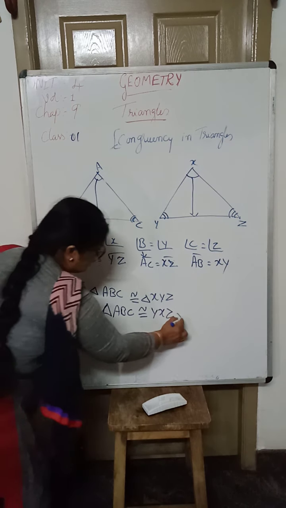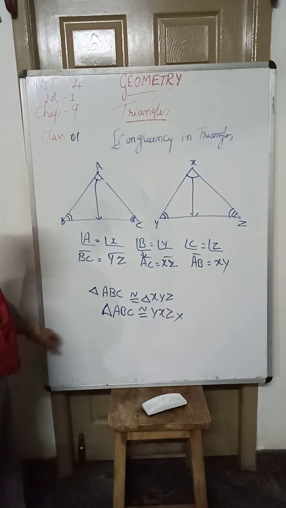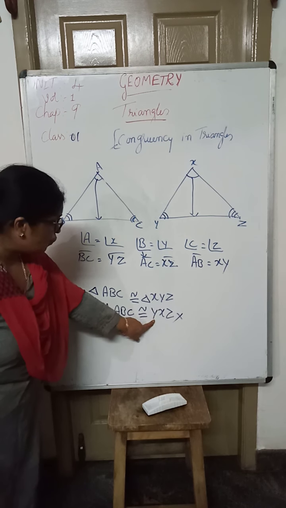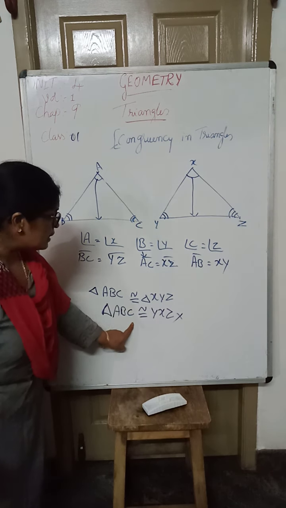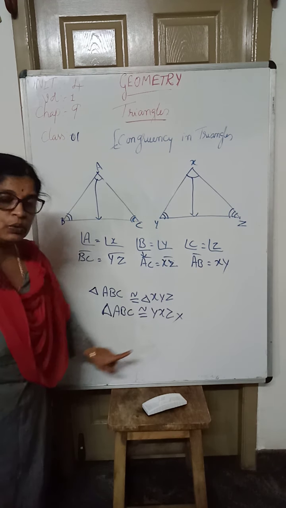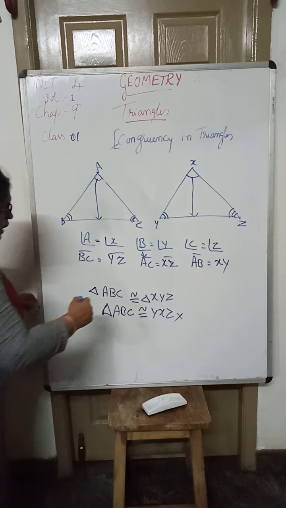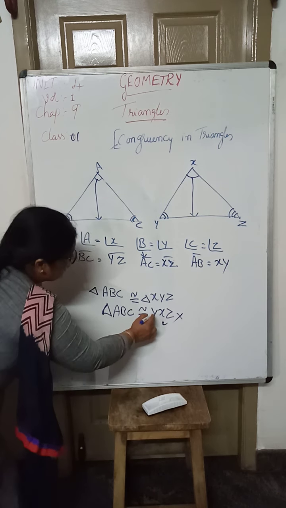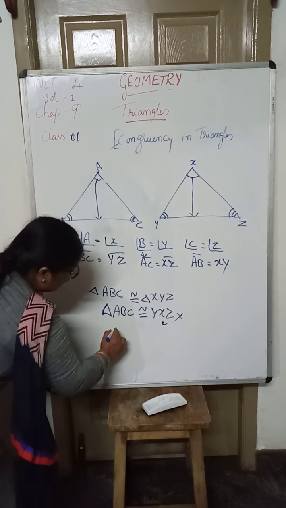Now if we write triangle ABC is congruent to triangle YXZ, this is not congruency, because A is not equal to Y, B is not equal to X, and C is not equal to Z. So you can write down the right thing in this case: when Y is in the first position, here we have to write accordingly.